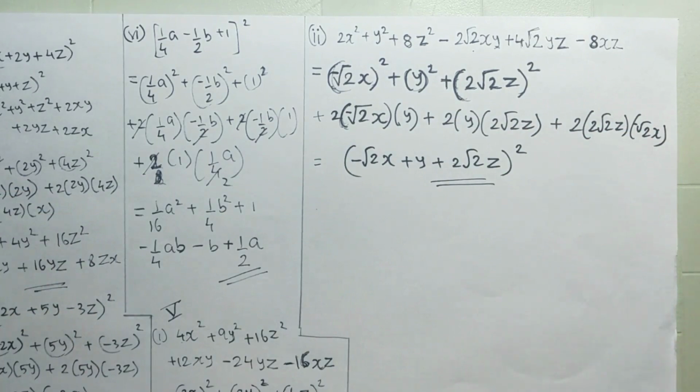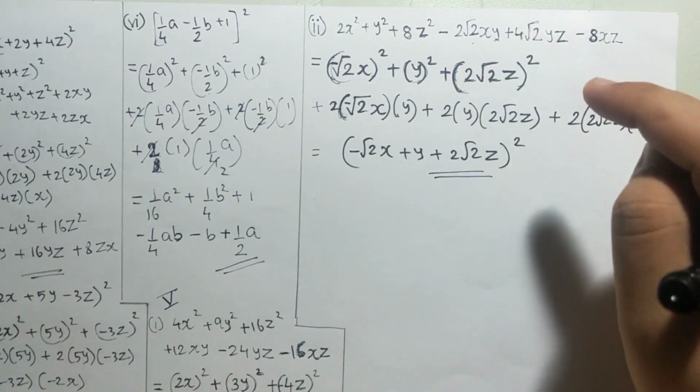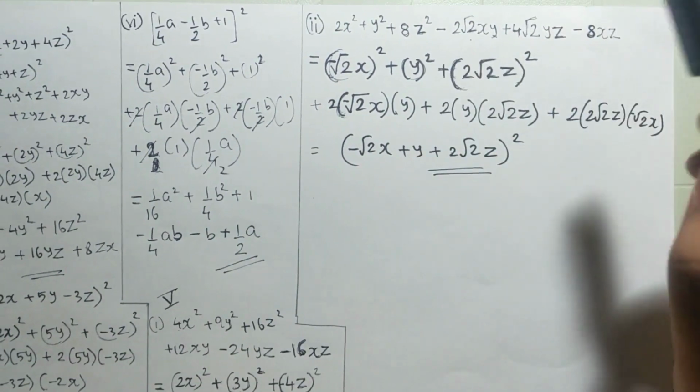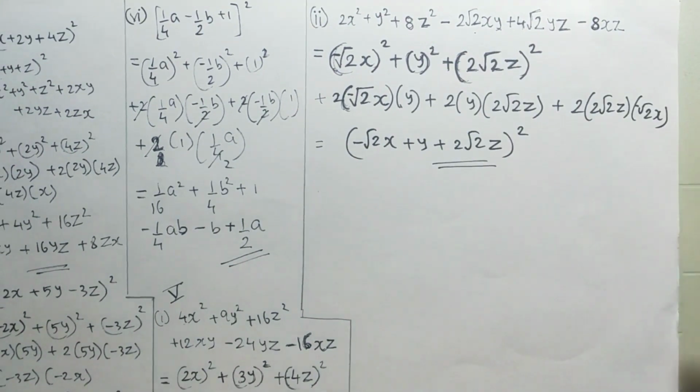Minus root 2x plus y minus root 2x, because x term was having negative in all the three terms after the perfect squares. So that's all for today.